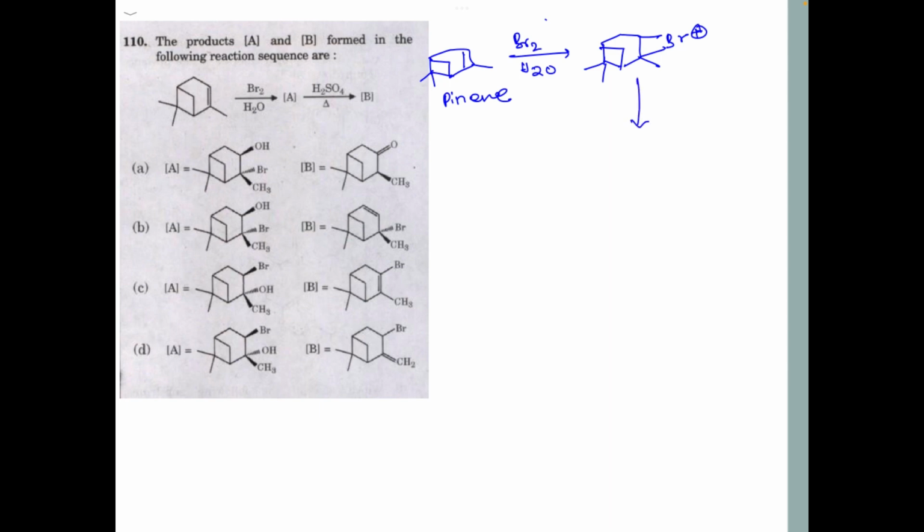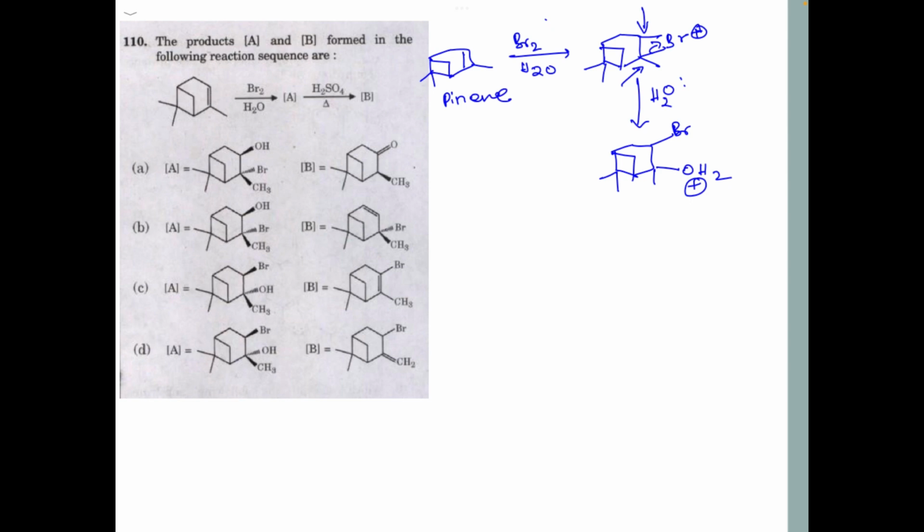This molecule will undergo nucleophilic attack with water. Now the water will attack which side? From here or from here? In general, the water nucleophile will attack from the more substituted carbon only. At that time this C-Br bond will break and we will have the corresponding intermediate.